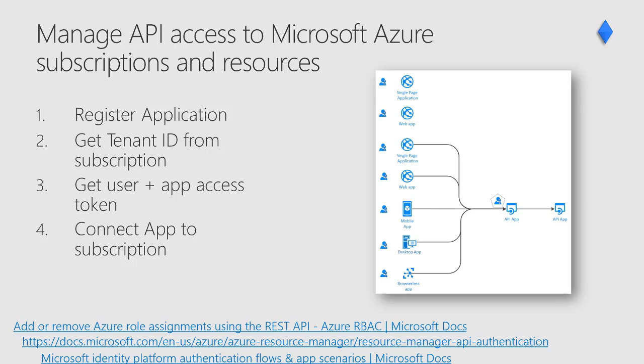By using the authentication libraries for Microsoft, tokens can be acquired from several types of applications, including web apps, mobile apps, desktop apps, and web APIs.